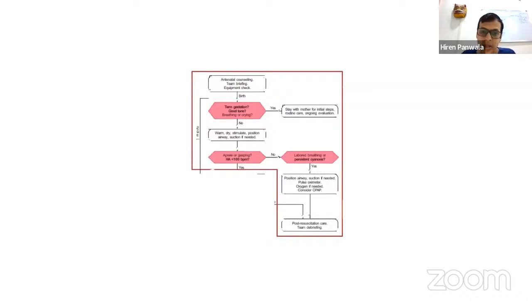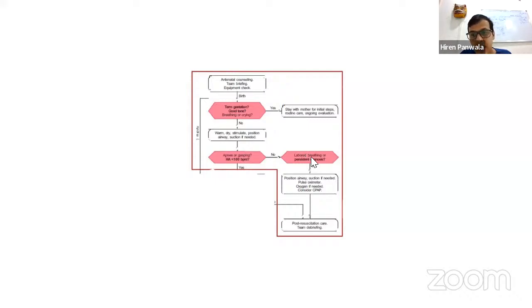Okay, sorry. So after you are done with the initial steps, you again then assess the baby. You see if the baby is apneic or gasping, that is the baby is taking gasps. If the baby's heart rate is less than 100. If no, that is the baby is not gasping, baby is not apneic, and the baby's heart rate is more than 100, then you go to the next red box, which is again a question box.